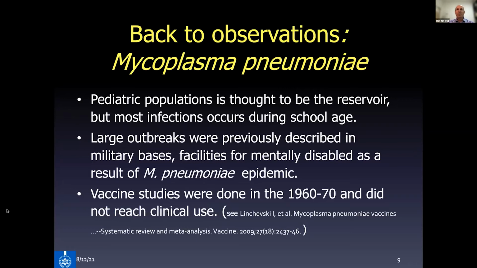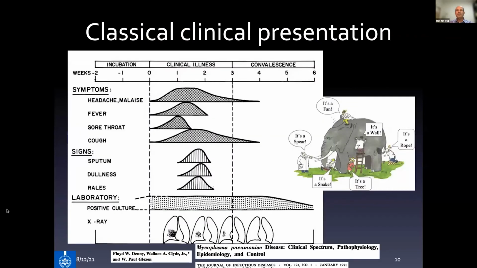Plenty of outbreaks were reported in the literature, including military bases, mentally disabled institutions, and close communities. And in the 60s and early 70s, some vaccine studies were done. None of them reached clinical use. And I refer you to a review that we wrote about it, a meta-analysis.